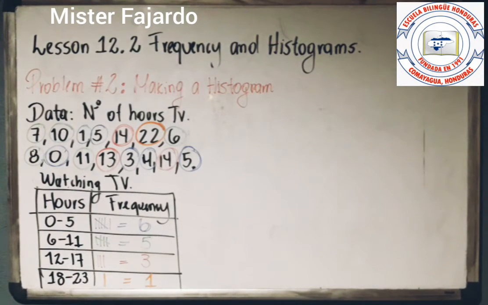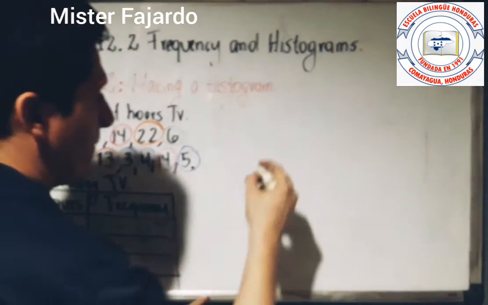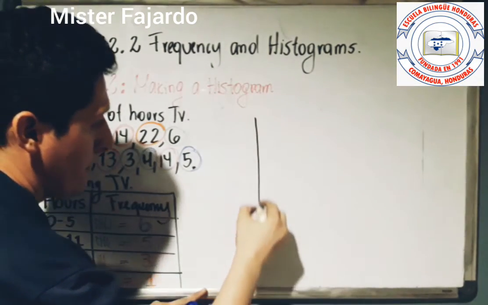Why do we need to do a frequency table? Because with the frequency table, we are going to make, in this case, our histogram. Our histogram is going to be like a graph in that way, something like that.